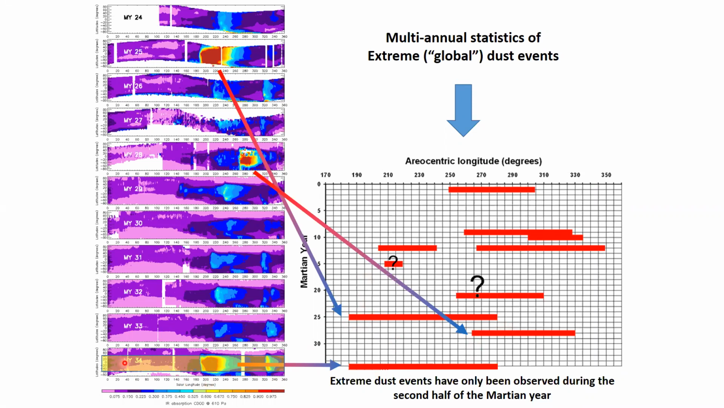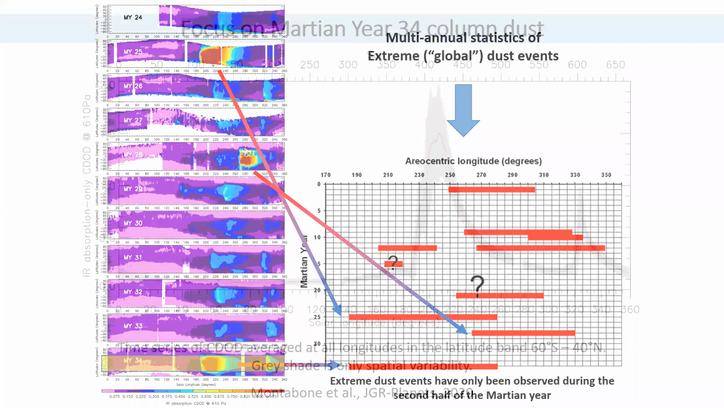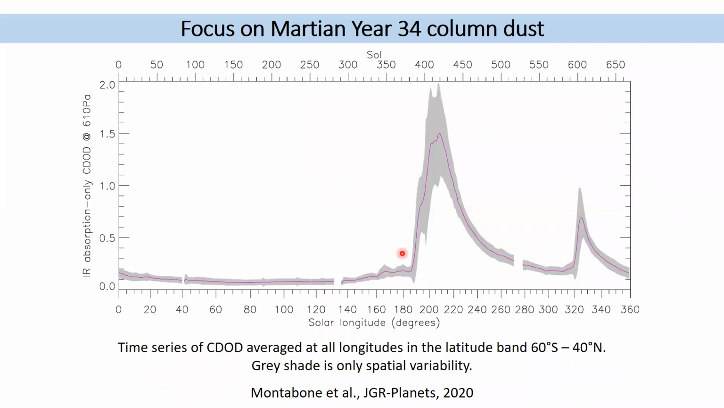We observe the extreme characteristic of this storm compared, for example, to what happened later in the year. Okay, so this is the extreme global dust storms that I showed you in a picture from the ground some slides ago.